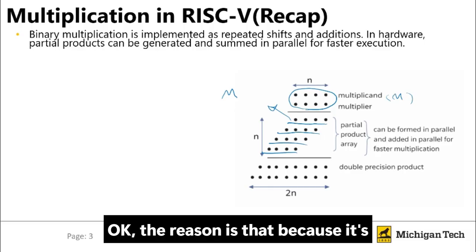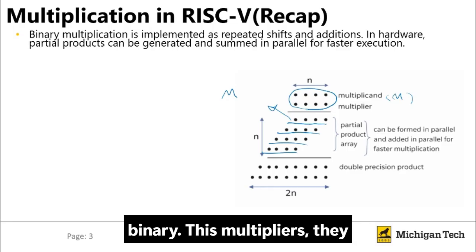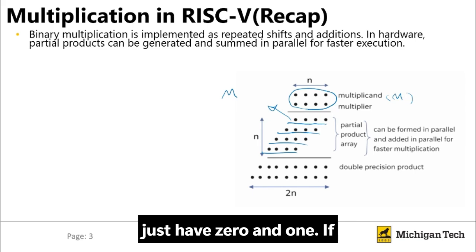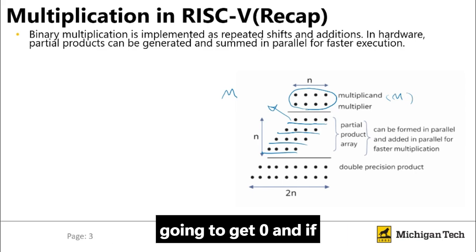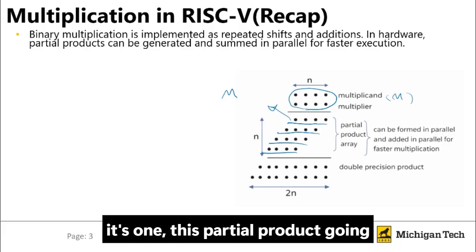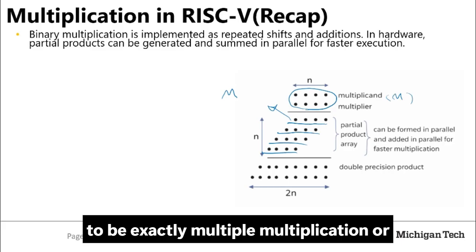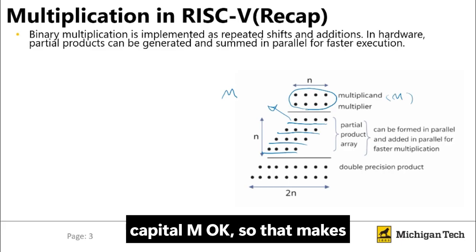Okay, the reason is that it's binary. These multipliers just have 0 and 1. If it's 0, this partial product is all going to be 0. And if it's 1, this partial product is going to be exactly the multiplicand, or capital M. Okay, so that makes it simple.